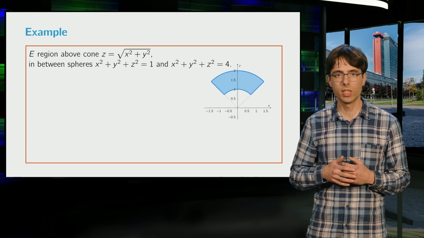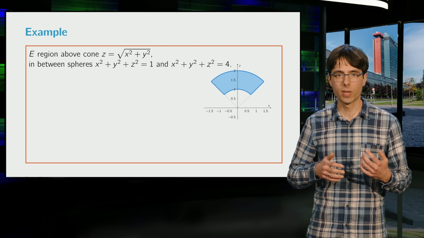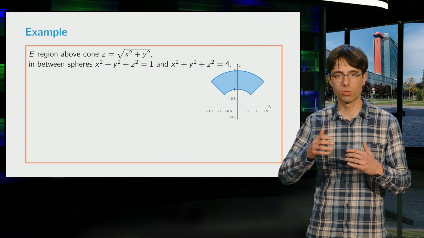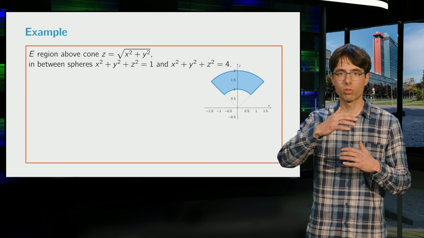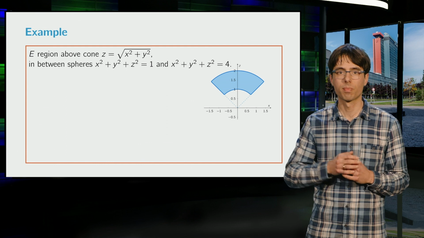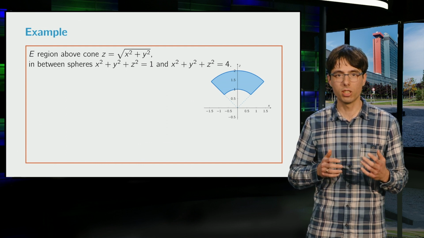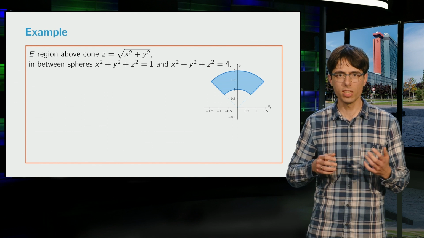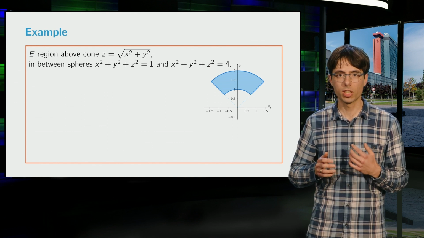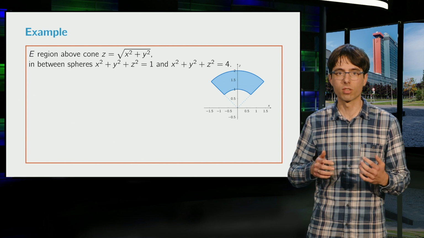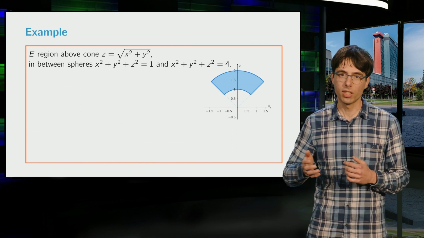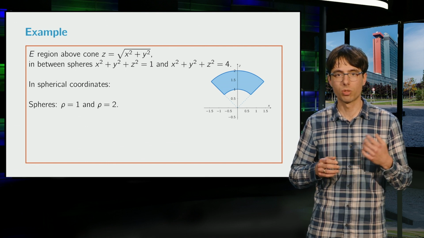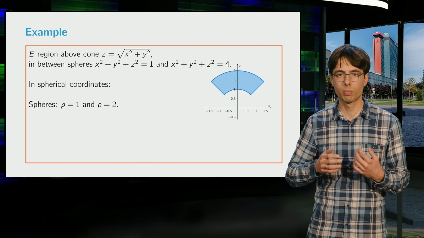Let E be the solid region above the cone z is the square root of x squared plus y squared, and in between the spheres x squared plus y squared plus z squared equals 1 and x squared plus y squared plus z squared equals 4. In the picture you can see a cross section of this region with the xz plane. If we want to integrate a function over this region, we should express the region in terms of spherical coordinates. The spheres can easily be described in spherical coordinates by the equations rho is 1 and rho is 2 respectively.